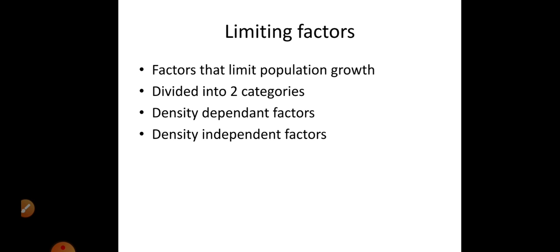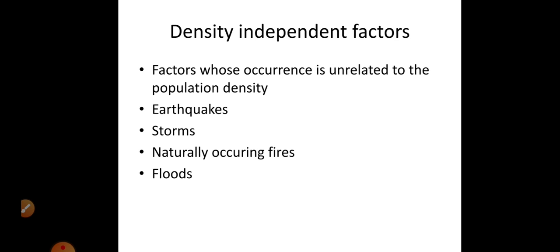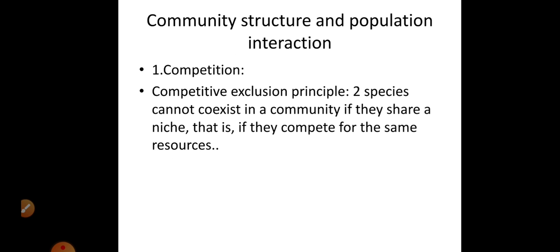What are the limiting factors of the population? We have density dependent factors and density independent factors. The density dependent factors affect the population directly, like competition for food, build up of wastes, predation, and diseases. But density independent factors don't affect the population directly. They affect the whole environment, like earthquakes, storms, naturally occurring fires, and floods.